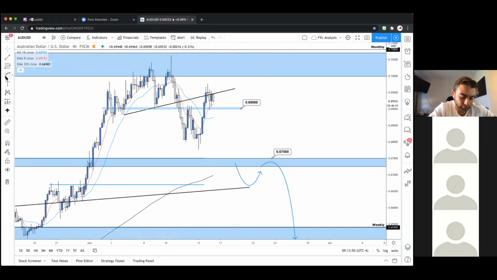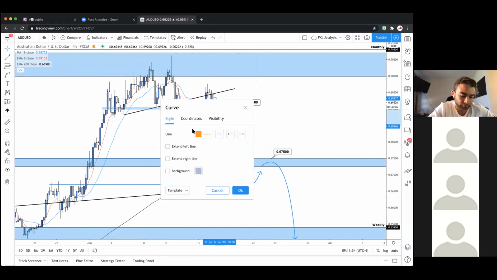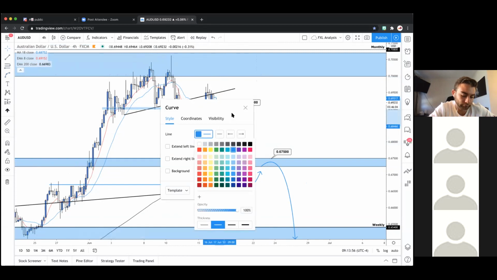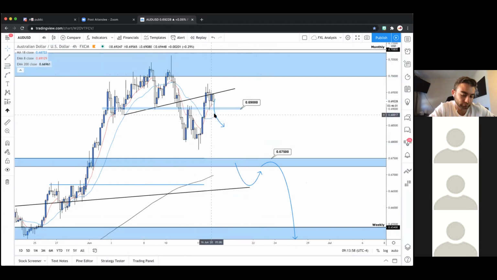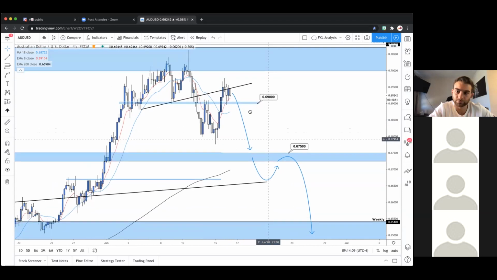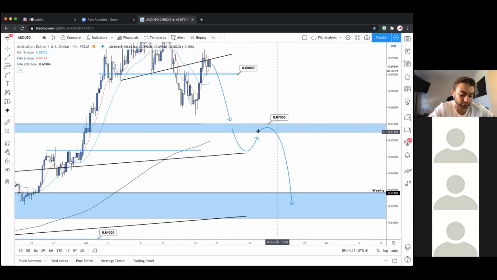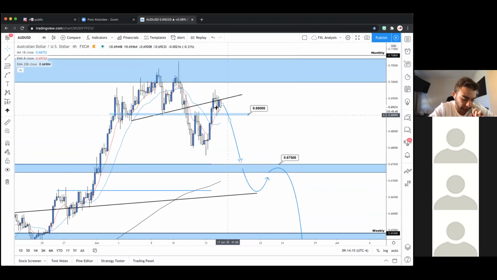We could see a giant bearish engulfing cross through the MAs and blow through this 0.69 area. That would be really nice to see. I would then take an entry on that and then target down towards 0.67 for the first target, and then potentially lower if we do see another lower high. But this is looking pretty good right now. I do like what I'm seeing.